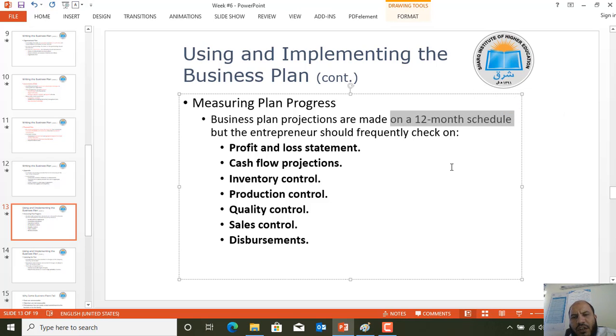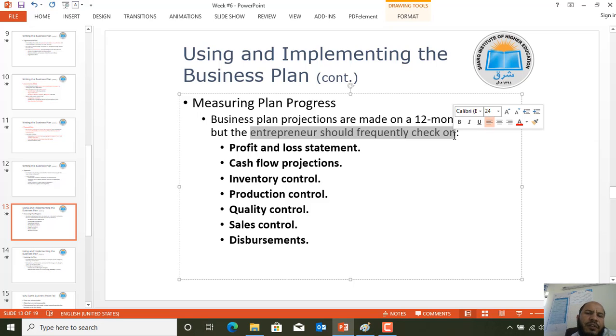But it is necessary for entrepreneurs to check the business plan progress on a frequent basis. They may check this on a quarterly basis. They may check this progress on a semi-annual basis and so on. So we may measure the progress from the following documents.